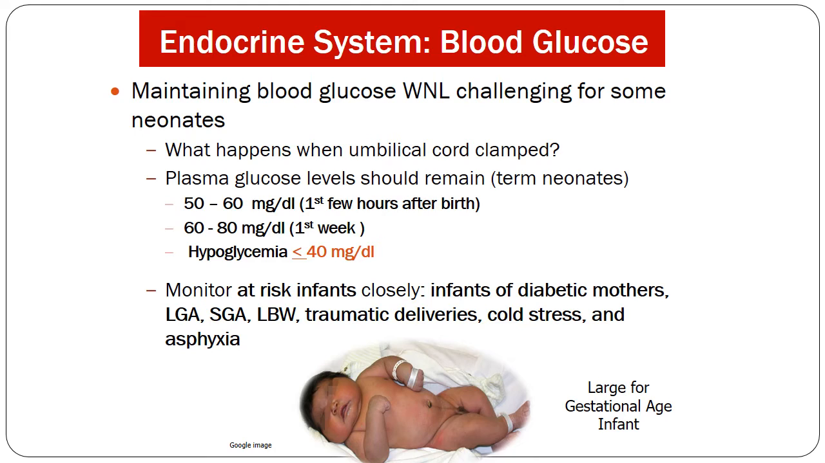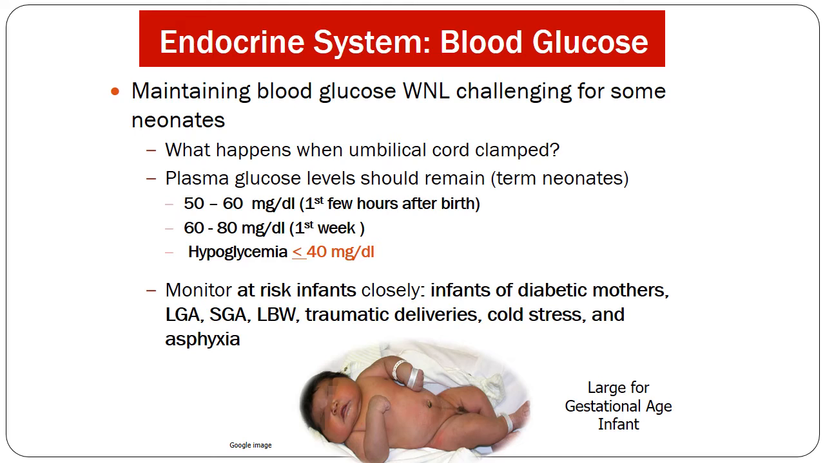So when we're looking at the plasma glucose levels, these are the values that we're looking at where we want to keep the babies, about 50 to 60 during the first few hours after birth, and then 60 to 80 milligrams per deciliter in the first week. Hypoglycemia is defined as any blood sugar less than or equal to 40 milligrams per deciliter.